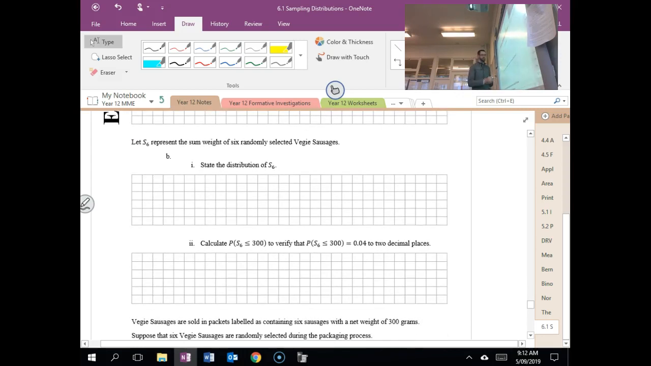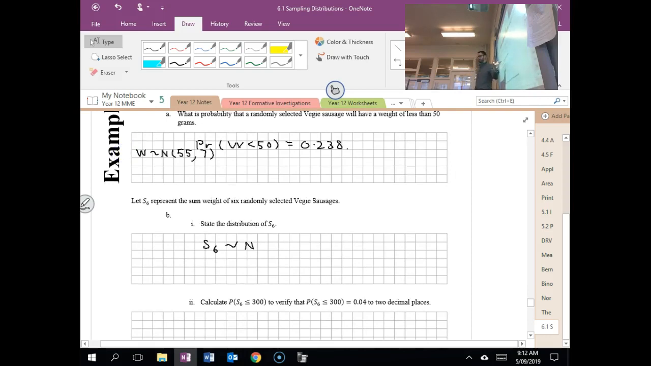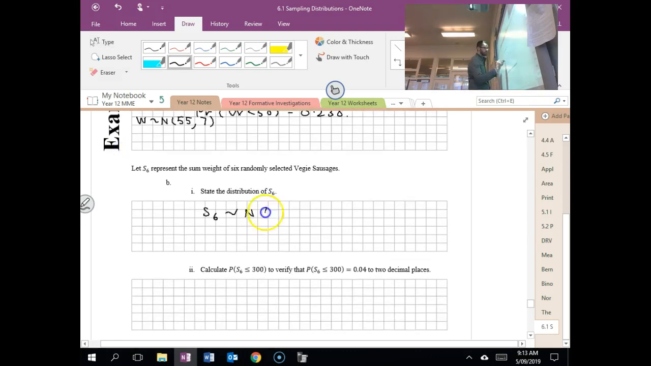Okay, let S6 represent the sum weight of 6 randomly selected veggie sausages. State the distribution of S6. Well, S6 is normally distributed. I know that it's normal because W is normal. We're getting our samples from something that is already normal, so it doesn't matter the sample size. The distribution of sums and means of any sample size will be normal because W is normal. So I can say it's normally distributed with a mean of 55, the same as W, and then 7 over the square root of 6.